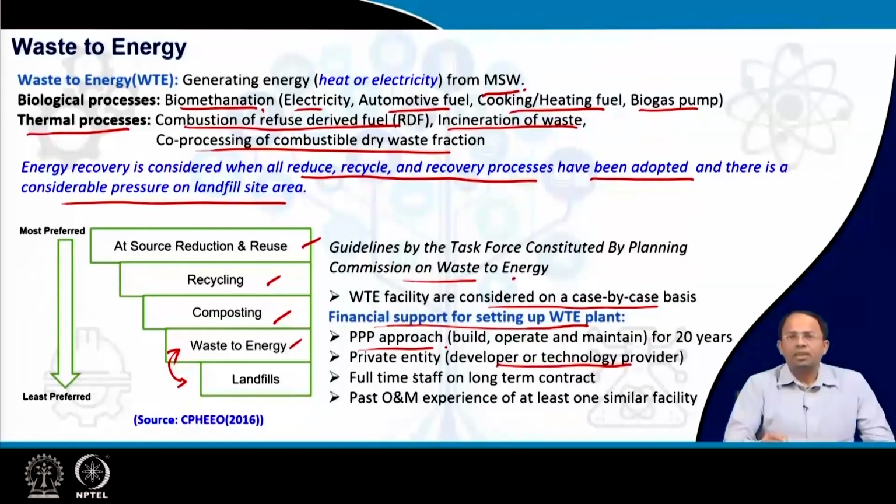This private entity should provide the technology and should also be responsible for building, operating and maintaining the plant for at least 20 years, because current ULBs don't have this expertise. Then this entity should have full-time staff on long-term contract requirements. We cannot initiate the system for a few years and then find that the system cannot be run because neither the quantity nor the quality of waste is good enough. So we have to do that kind of planning or analysis beforehand, before we set up the plant.